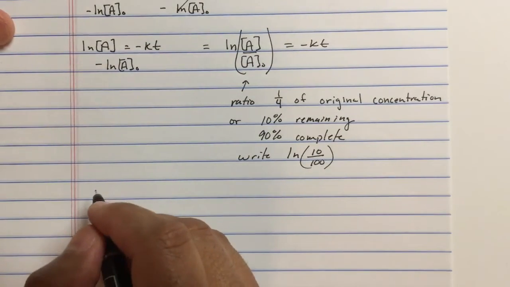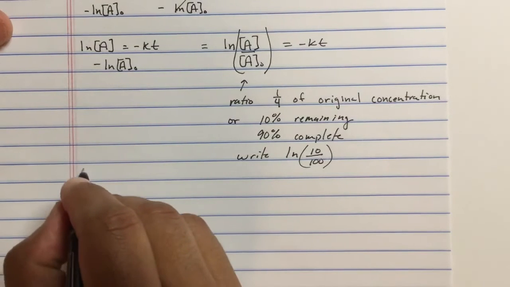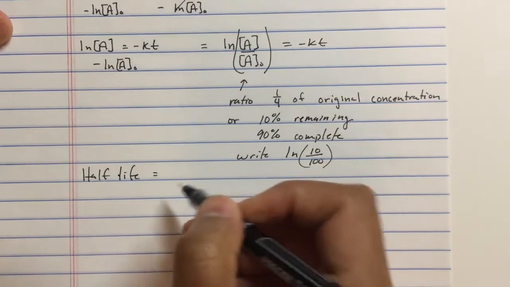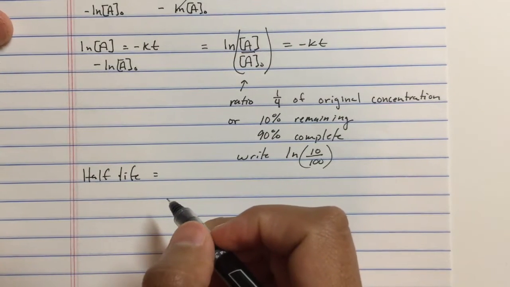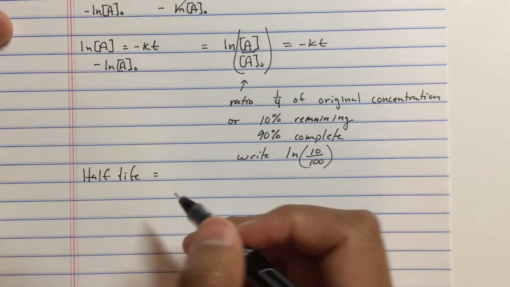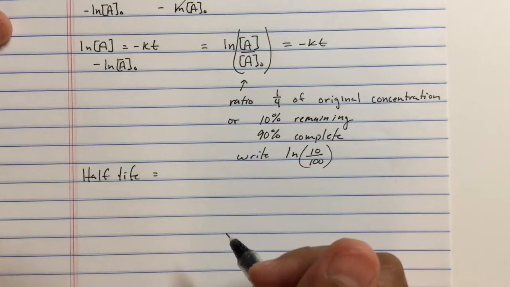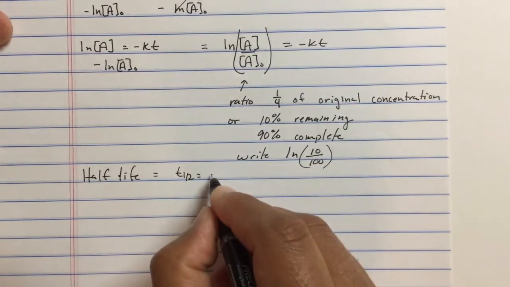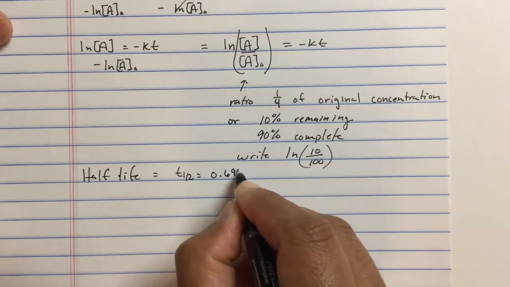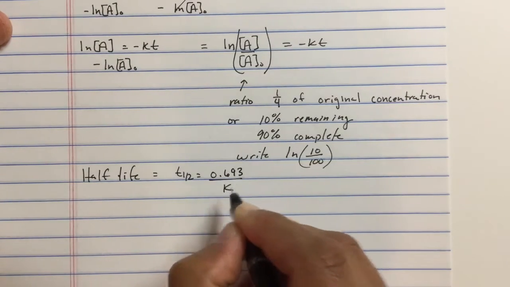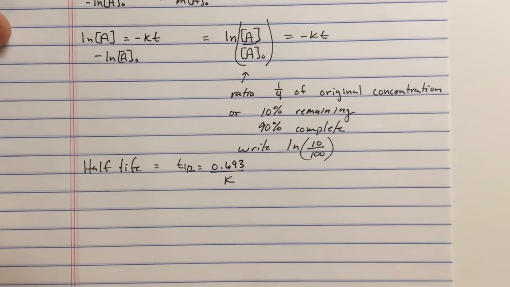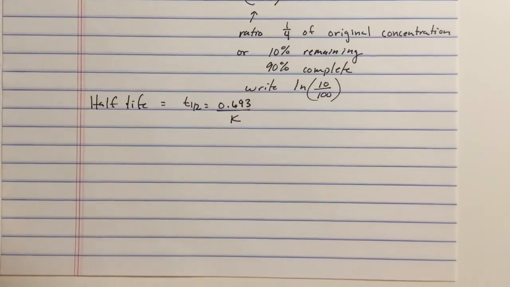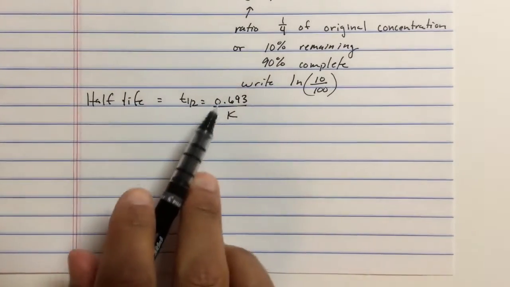Okay, just a quick word on the half-life. The half-life, remember, is the time it takes for the concentration to be cut in half. We'll call this T1/2 is equal to 0.693 over k. Now, let me show you how we get there. You don't have to know how we get there, but I just want to explain how we get to this equation.